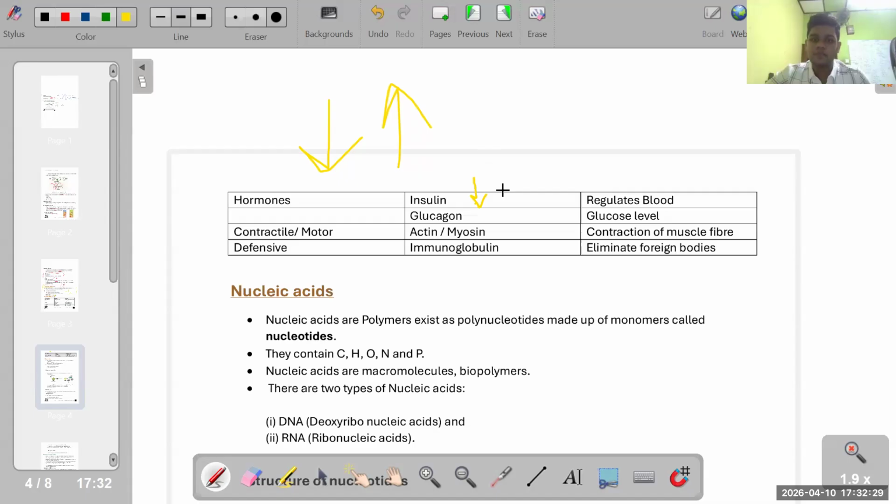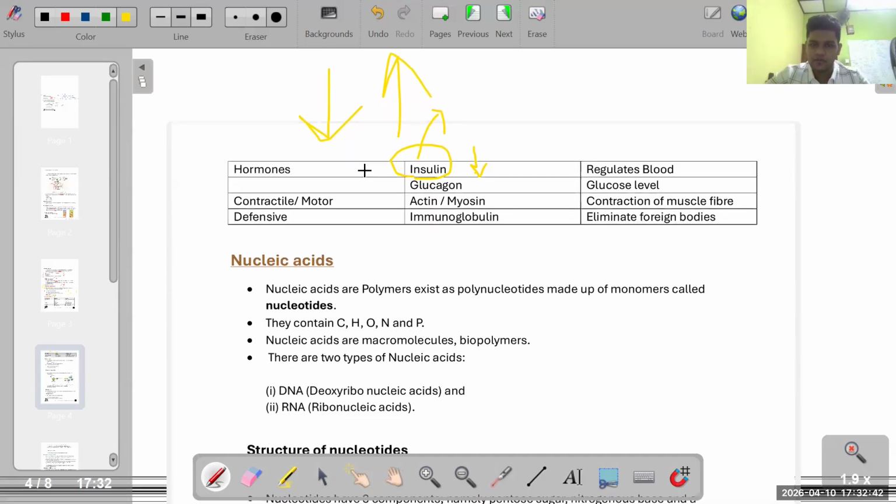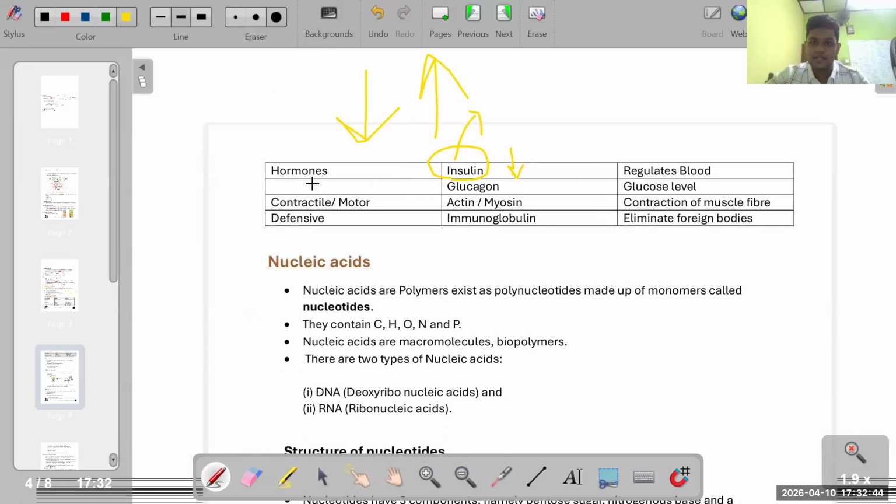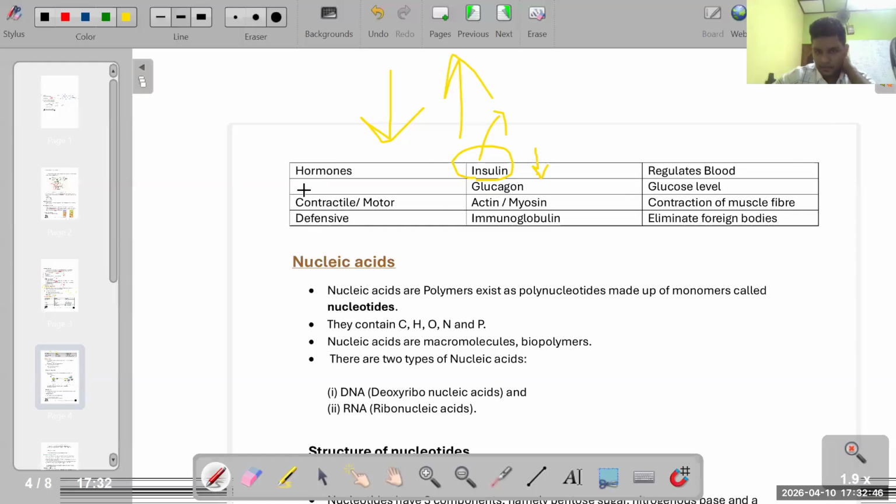So for diabetic patients, why do they give an insulin injection or doses? In a diabetic patient, this insulin secretion is comparatively low, so they give some doses externally. Is that clear? These are not needed for you now. These will be discussed in the later part of your lessons, right? Is that clear? The hormone part.